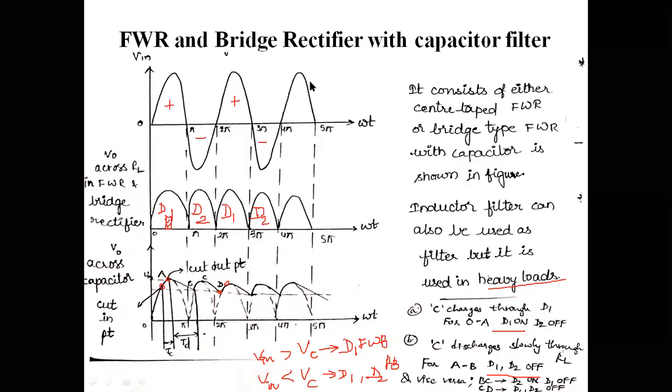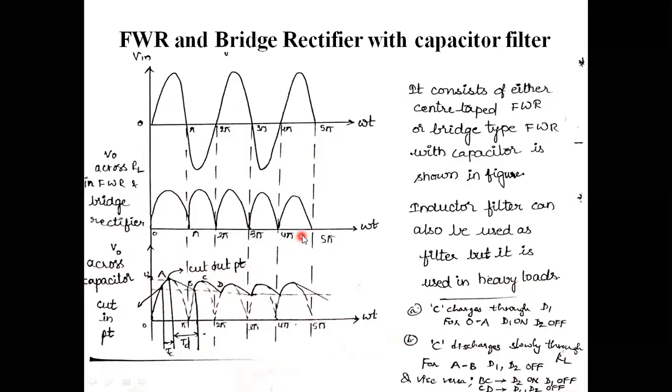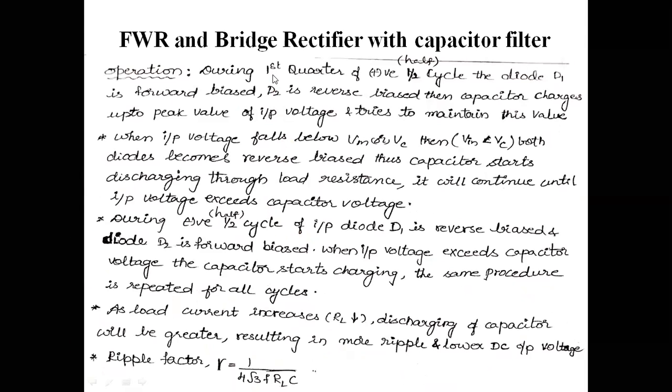This is a brief explanation. From these waveforms we can explain the operation of a full wave rectifier. During the first quarter of the positive half cycle, diode D1 is forward biased and diode D2 is reverse biased. Then the capacitor charges up to the peak value of the input voltage and tries to maintain this value. The diode stays on until Vin is less than Vc.